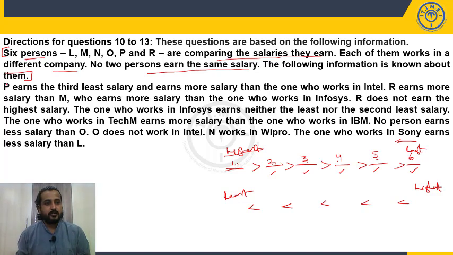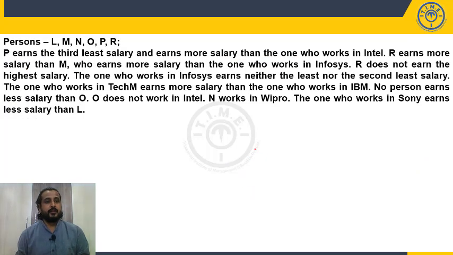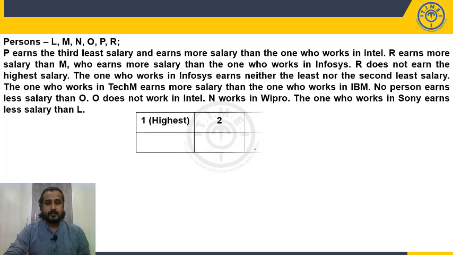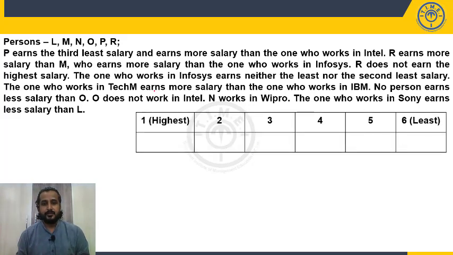I have copied the same information in the next slide. Creating the basic structure in your mind is very important, and it is a very comfortable method. So here we have the information: six persons and the basic structure, highest to least, first highest, second highest, third, fourth, fifth, sixth. Just now we discussed, right? Now go ahead with the clues.